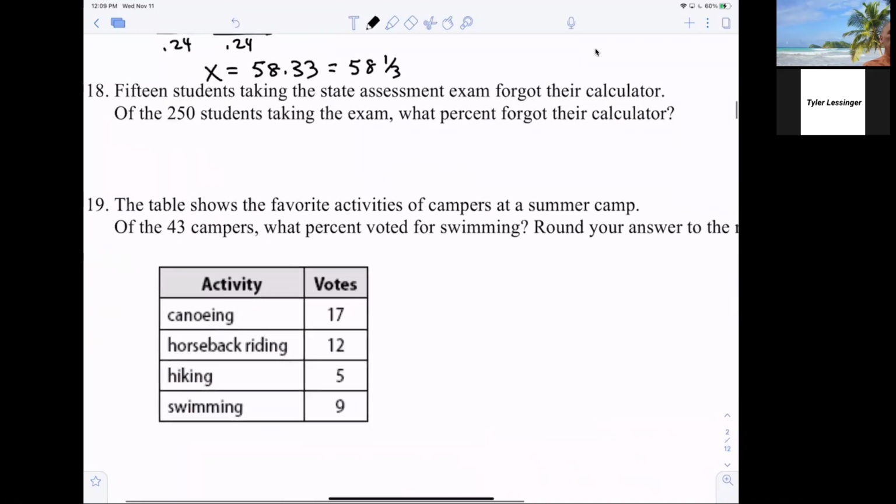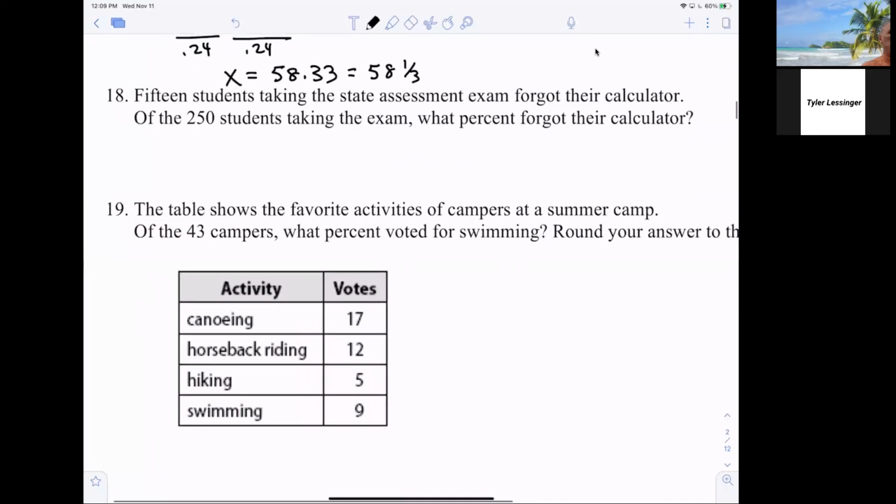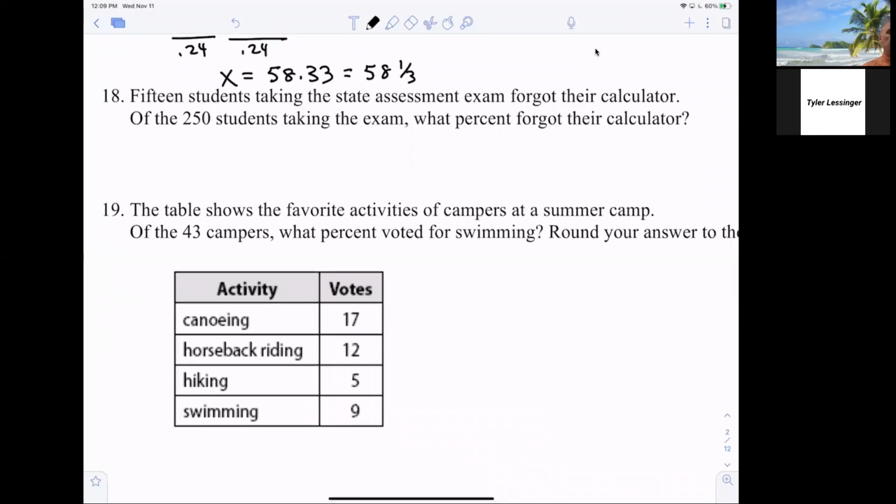Okay, here we go. 18, let's do this. 15 students taking the state assessment exam forgot their calculator. So what percent is this? It would just be 15 out of how many? 250. So divide that and tell me what decimal that is. Point what? Did anybody else get 0.06? And then what percentage is that though? 6%. Does everybody agree?